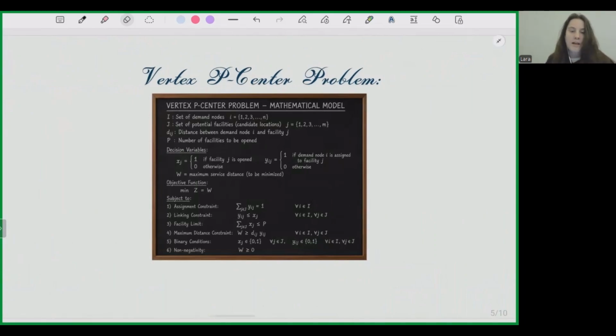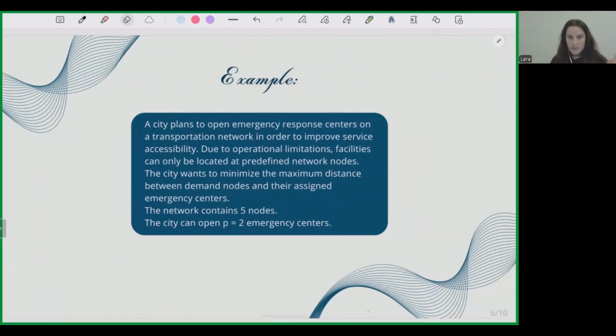Okay, so here we have the mathematical model of the Vertex P-Center problem. This will be discussed more thoroughly in the GAMS video. So for now, I'm only going to show this to you. If you want to examine this, please do. But we're going to solve a question about this.